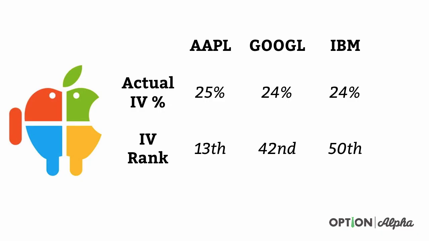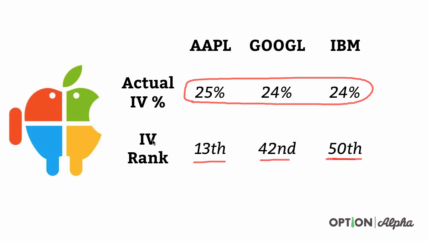All right, so if we go back to our charts now, we can see that if we throw in these implied volatility ranks for Apple, Google, and IBM, we get an implied volatility rank for Apple at 13, for Google at 42, and for IBM at 50. Now, why this is really important is because to the regular trader who doesn't understand the concept of implied volatility rank or how important it is, all three of these stocks would appear to have relatively the same volatility. But the reality is that IBM has a much higher level of implied volatility based on its historical past, meaning a reading of 24 in IBM is much higher and much more significant than a reading of 25 on Apple.